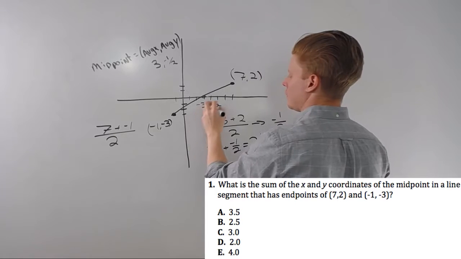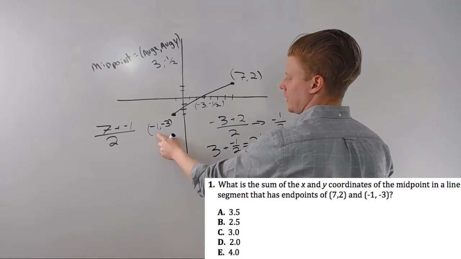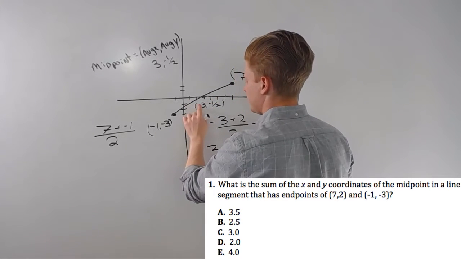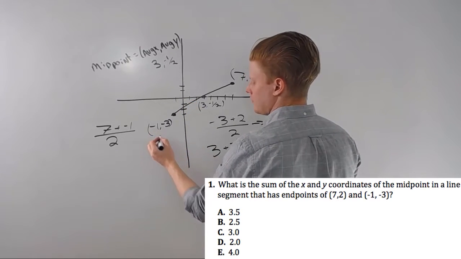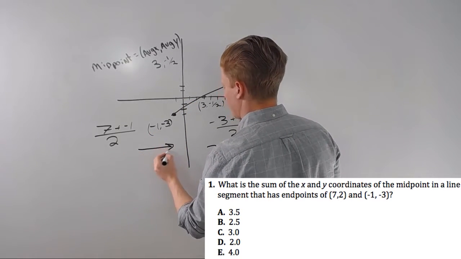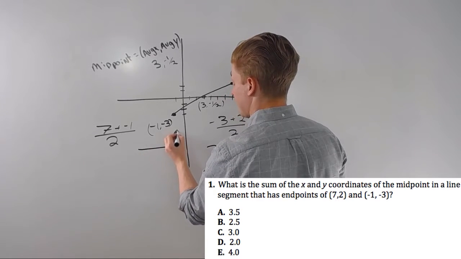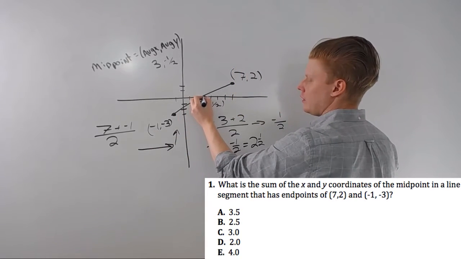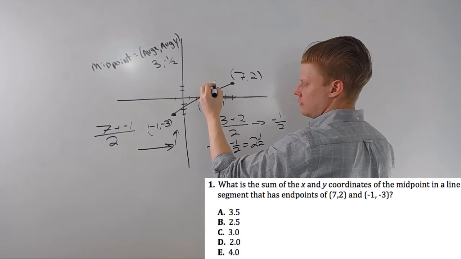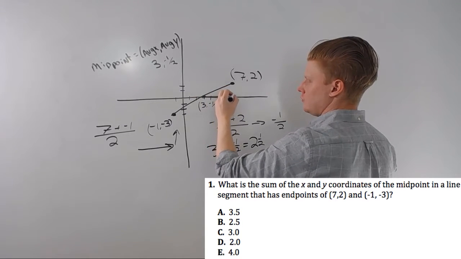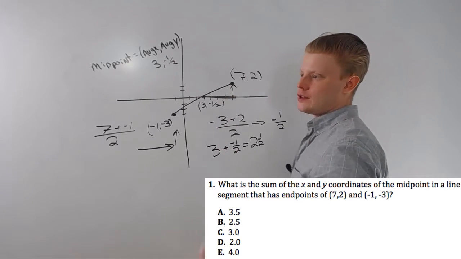And I know that I started at -1, -3, right? So I would say, well, to get to the midpoint, I went over 4 and up 2.5, and then I would just do that from the midpoint. Over 4 to 7, up 2.5 to 2. That's how you work that.